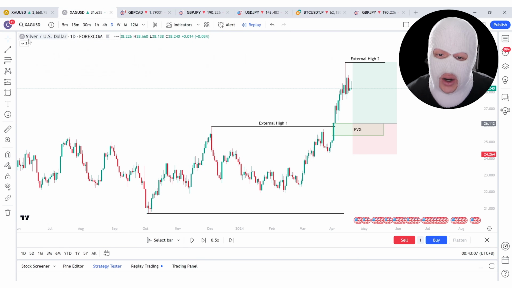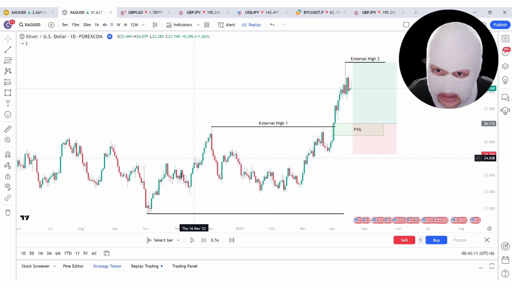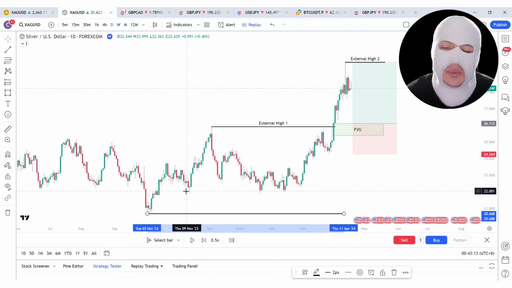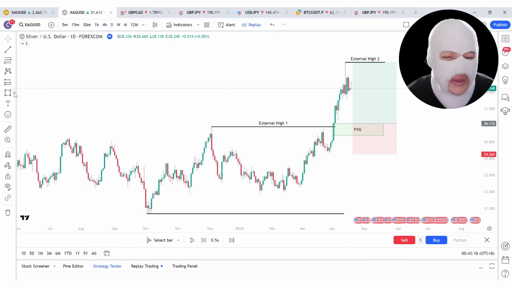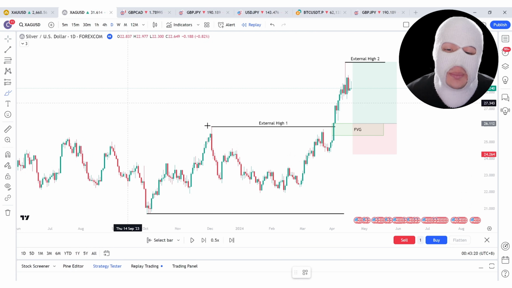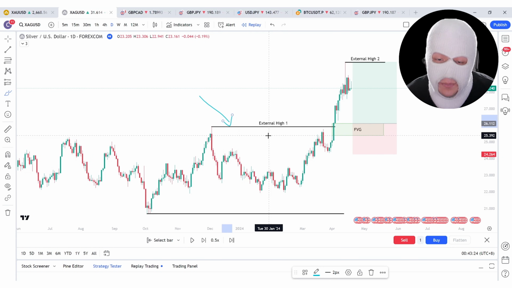This is a daily chart on silver. I've marked out our external range here. So there are two ways we can look to be participants in this market. We can either play the range, or we can wait for this external range to be broken and then get involved in the markets. Let's go through this step by step.